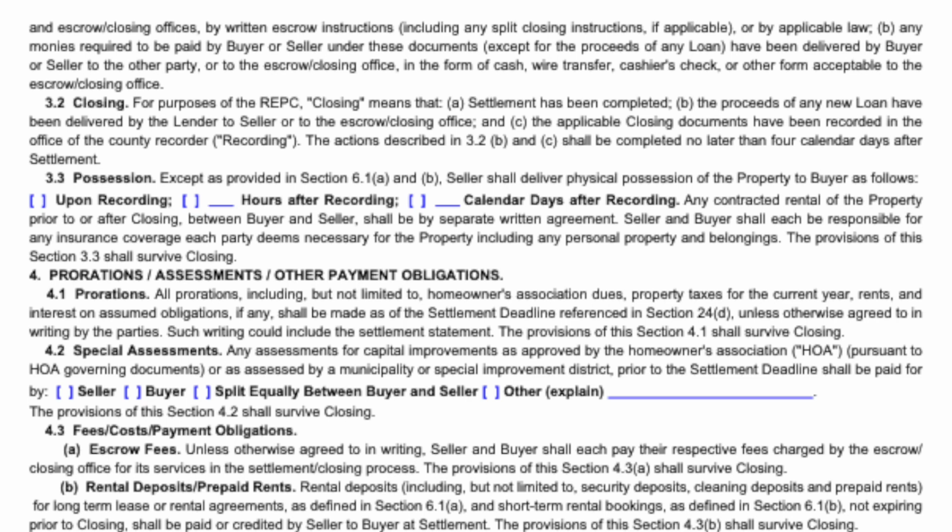B, any monies required to be paid by buyer or seller under these documents, except for the proceeds of any loan, have been delivered by buyer or seller to the other party or to the escrow closing office in the form of cash, wire transfer, cashier's check, or other form acceptable to the escrow closing office. Cashier's check. So I'm going to keep going, 3.2. Yeah, any questions on that?